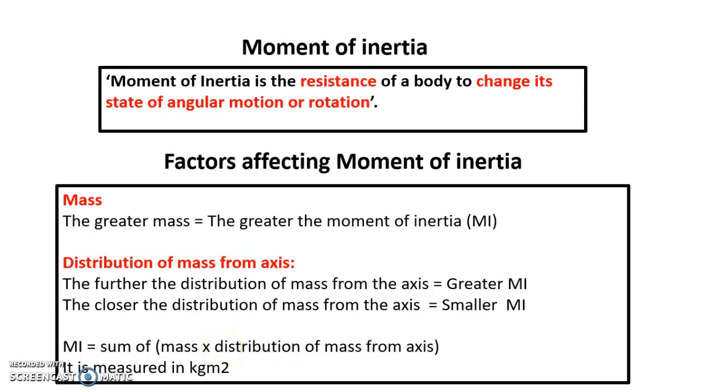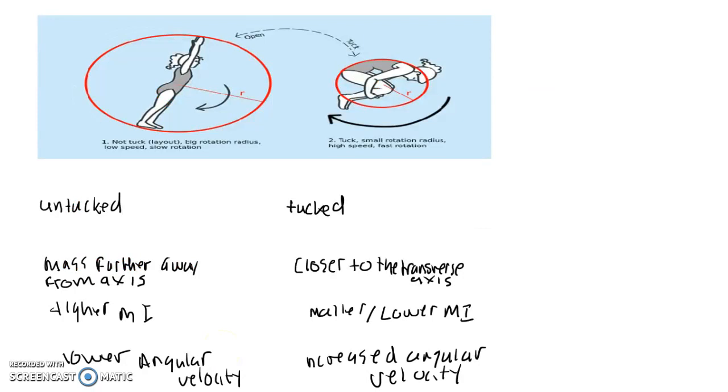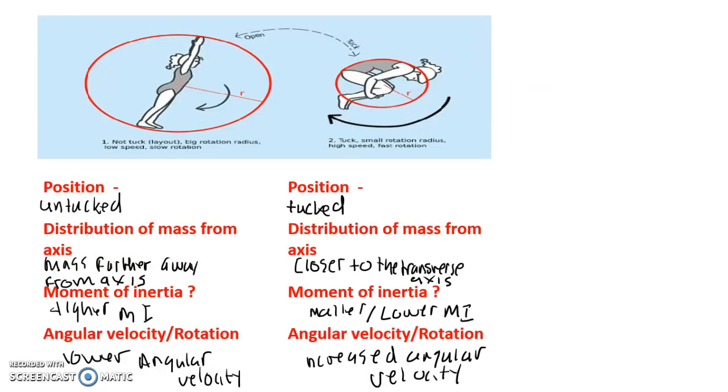I think to really have an understanding of moment of inertia, it's important you see it in action. So if I just show you this one now. Here we have a gymnast in an untucked position, as I'll put down here. So make a note of this. Untucked position. What that means is, if you're untucked, it increases the rotation radius. There's a large rotation radius, as you can see there.